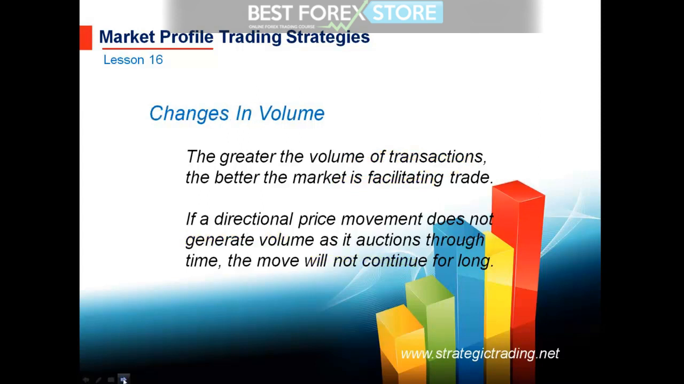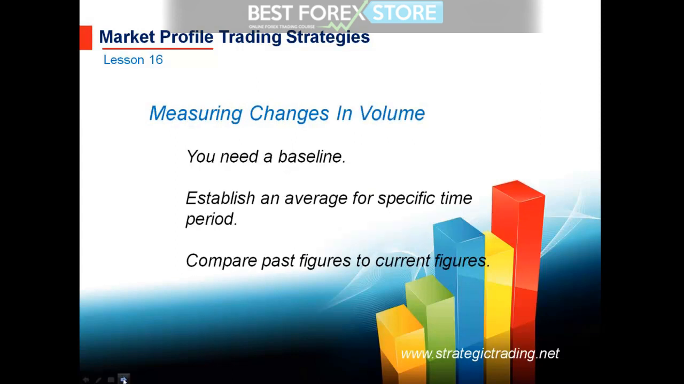Okay, so now we get to changes in volume. How do we look at the market and identify changes in the volume? We've already established the rules that we've just discussed. Now we want to look at actual changes and how we identify them. The way that we do that is we have to measure volume. We can't really monitor volume in a vacuum. We have to have something to look at. And so we create what's known as a baseline. You have to have a baseline for the instrument that you're looking at.